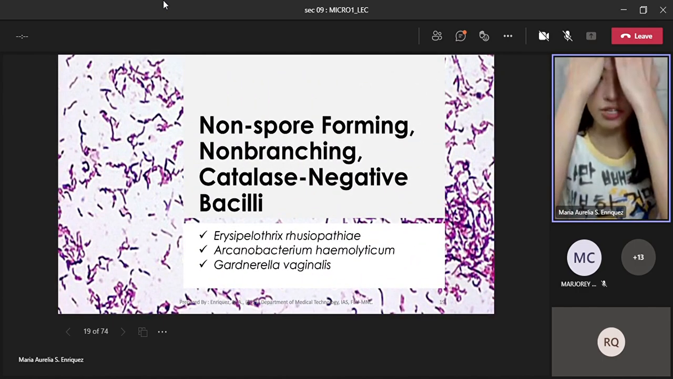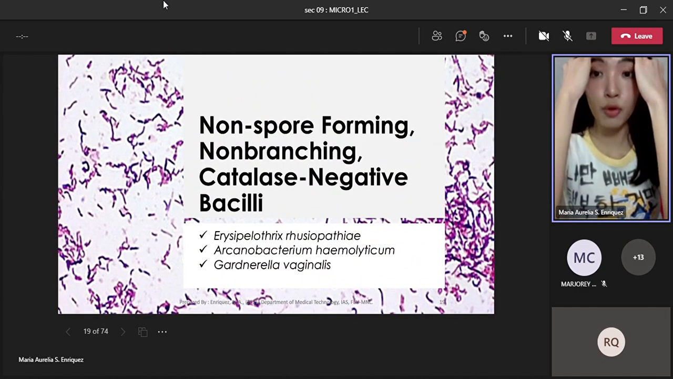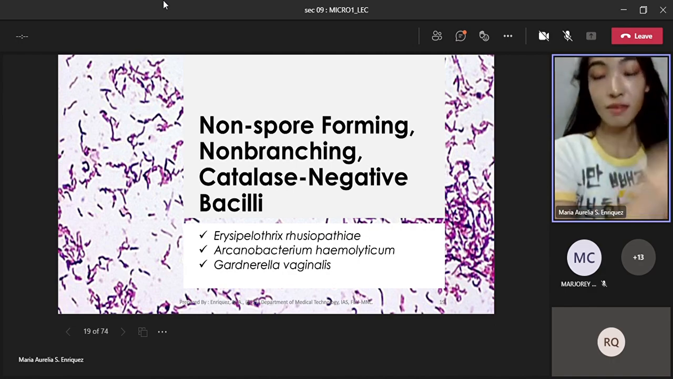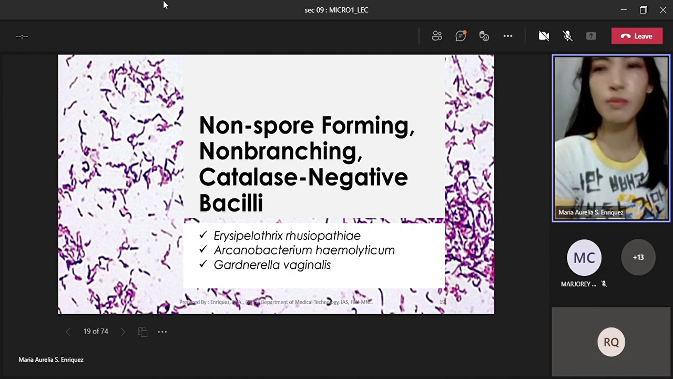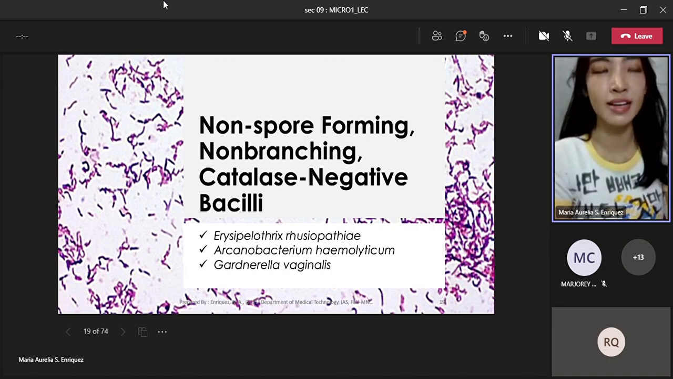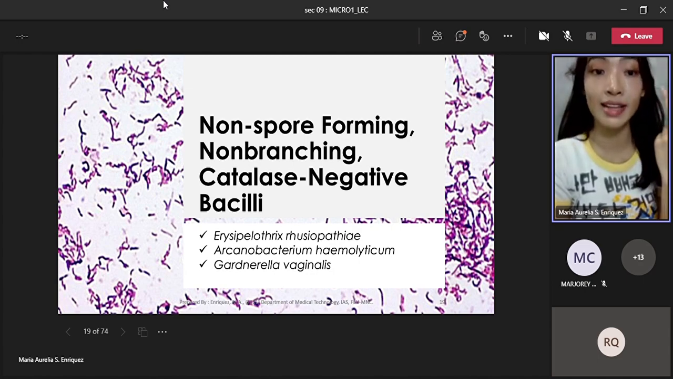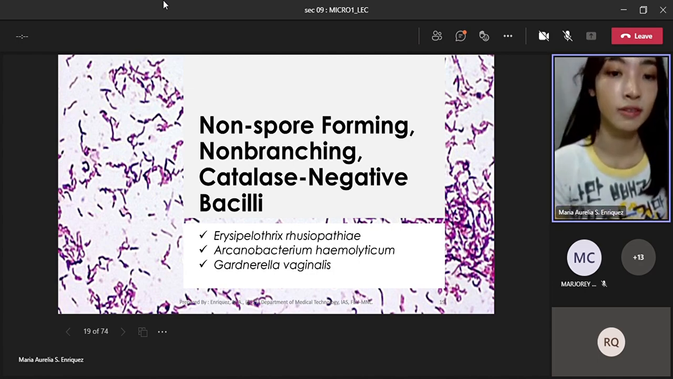Okay, let's now move on to the non-spore forming, non-branching, pero catalase negative bacilli. So kanina po, di ba, same lang din yung descriptions except that Corynebacteria and Listeria are catalase positive.